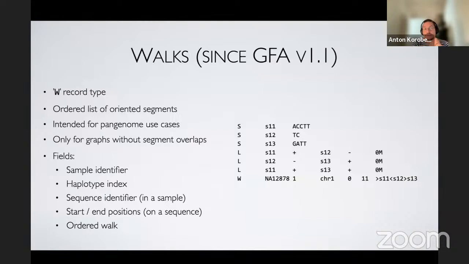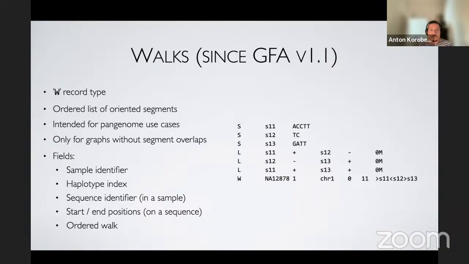Another feature is the walk. It's again an ordered list of oriented segments, but it was specifically designed for the pan-genome use case. So it's only for graphs without segment overlaps, like pan-genome graphs. And usually it represents the path of a particular sample across the pan-genome graph.